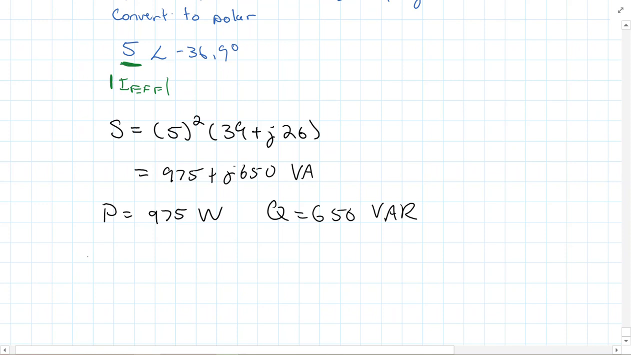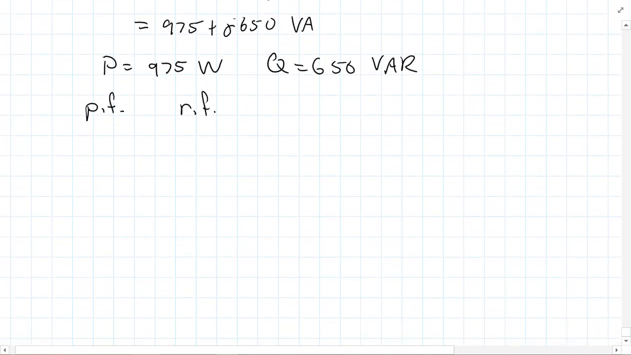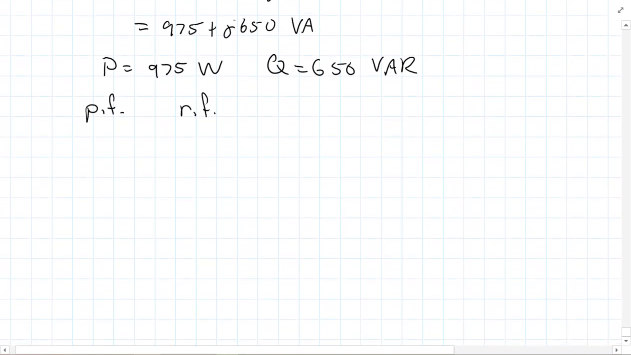Now it's also asked for the power factor and the reactive factor. How do we figure those out? Well, the way you figure those out is you simply draw a vector diagram, is what I like to think of it as, and do some right triangle trig. And it's always important to make sure you keep track of the signs too, because that's going to make sure whether you have the power factor as positive or the reactive factor as positive or negative.